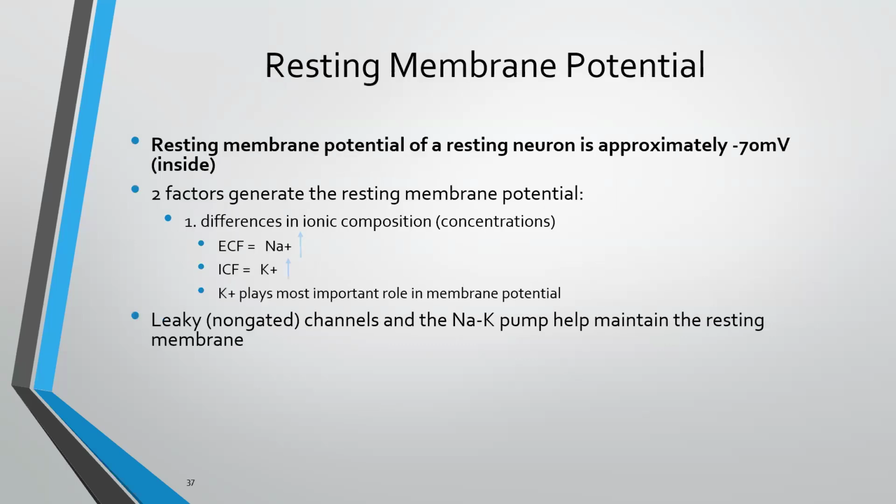Our resting membrane potential is approximately negative 70 millivolts inside of the neuron. The resting membrane potential is the electrical charge difference across a neuron's membrane when it's not actively transmitting a signal, and it's maintained by ion channels and the sodium-potassium pump.